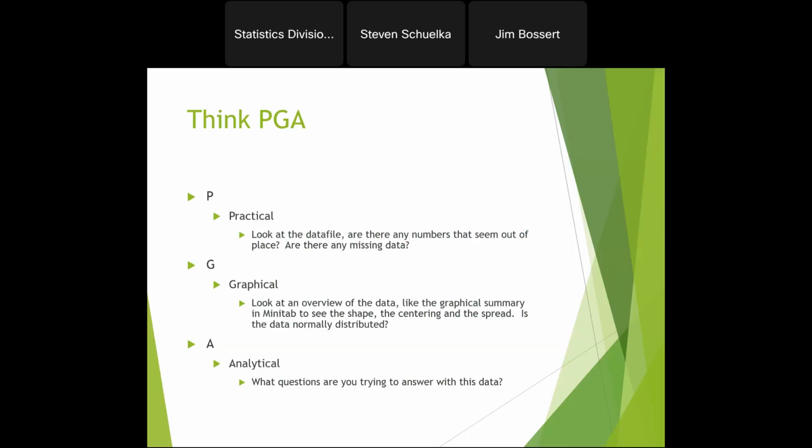Then you want to look at it graphically. What kind of data do we have? I want to see where it is centered. What kind of spread do we have? Is the data normal or is it abnormal or skewed? Okay. And then finally, it's analytical. What questions are you trying to answer with this data, and how do you look at it and come up with a conclusion?